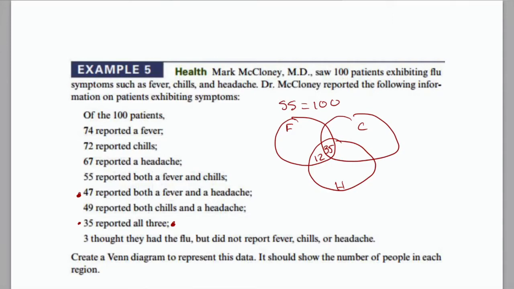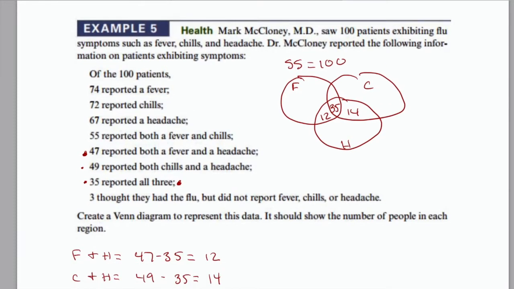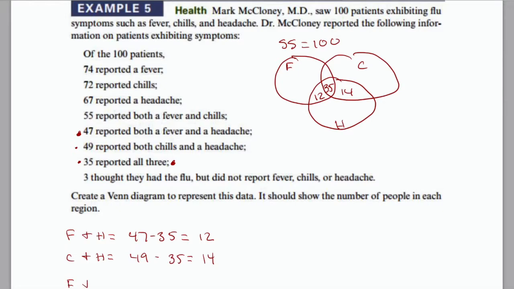Now I'm going to do chills and headaches. Chills and headaches was a total of 49 minus 35 equals 14, so this should be 14. And now I'm going to do fevers and chills. For fevers and chills, we have 55 minus 35 equals 20. So that goes a 20 in there.